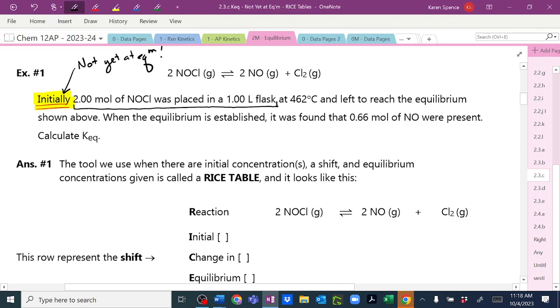I don't even need to put that word initially in there to let you know that we are not at equilibrium. If I place only NO2 into my flask, am I at equilibrium? No. Or sorry, not NO2, NOCl.